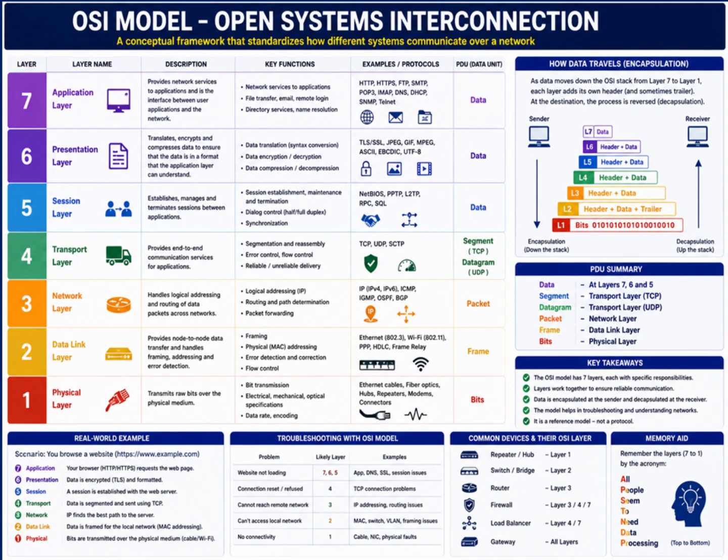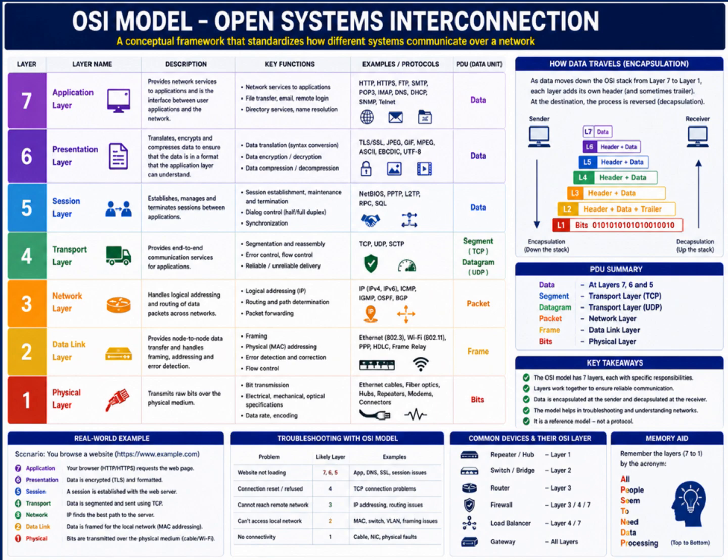As data moves down the OSI stack, each layer adds its own header information before sending the data across the network. At the receiving side, the process is reversed through decapsulation. The slide also highlights the protocol data units, or PDUs, used at different layers.